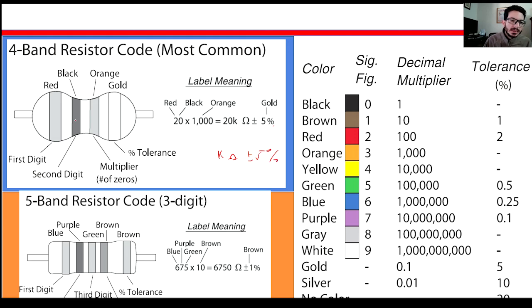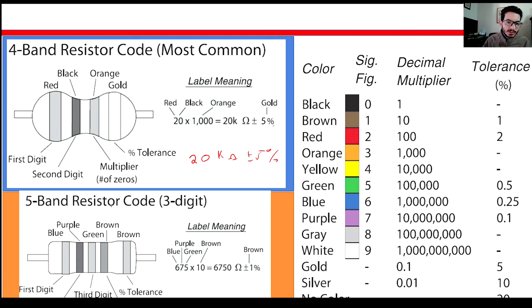The second band is the second digit, which is black, and black is 0. And the first digit is red, which is 2. So this resistor is 20 kilo ohms with a 5% tolerance.